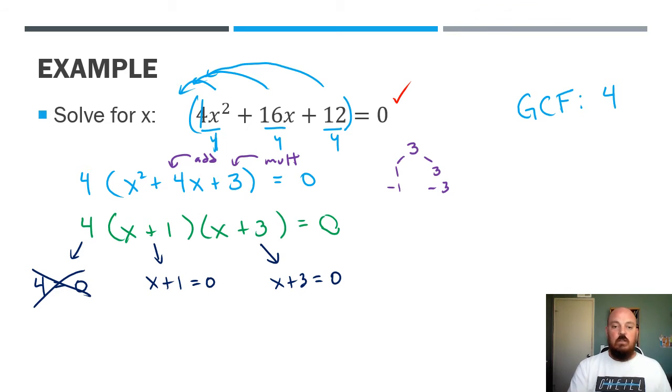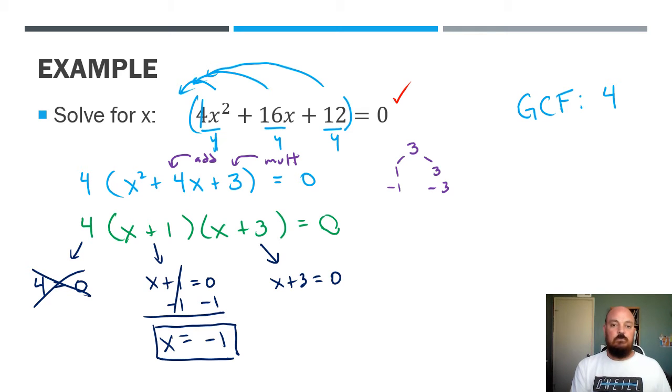Let's solve each one. On the first one, I have a plus 1 I want to cancel, so I'm going to subtract 1 from each side. Cancel that out. X drops down. 0 minus 1 is negative 1. So there's your first answer, x equals negative 1.